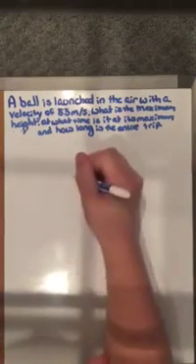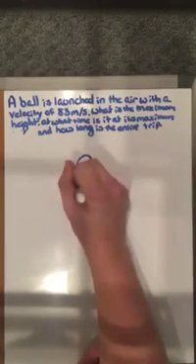Today's problem, we're doing a ball launched straight up in the air with a velocity of 55 meters per second. What we need to find is the maximum height, at what time it is at its maximum, and how long the entire trip is. To start off, it's a good idea to draw a little picture of what we know.